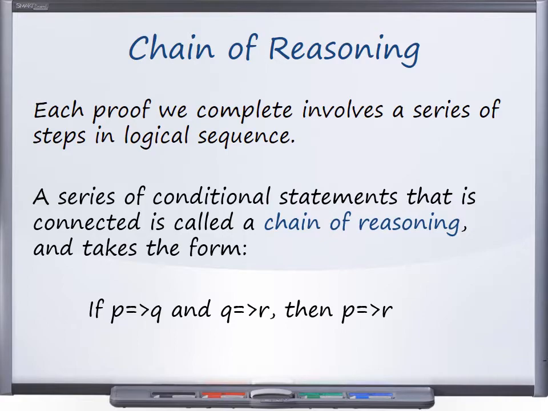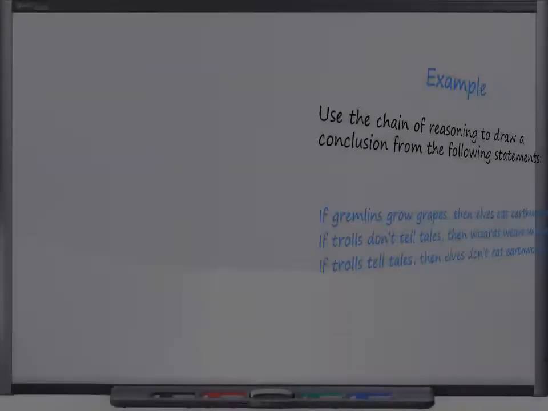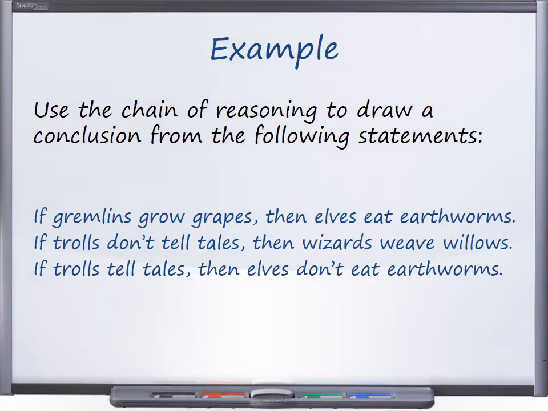So we're going to end on just a fun example involving the chain of reasoning. And we'll talk about the answer to this tomorrow in class. Use the chain of reasoning to draw a conclusion from the following statements. If gremlins grow grapes, then elves eat earthworms. If trolls don't tell tales, then wizards weave willows. If trolls tell tales, then elves don't eat earthworms.